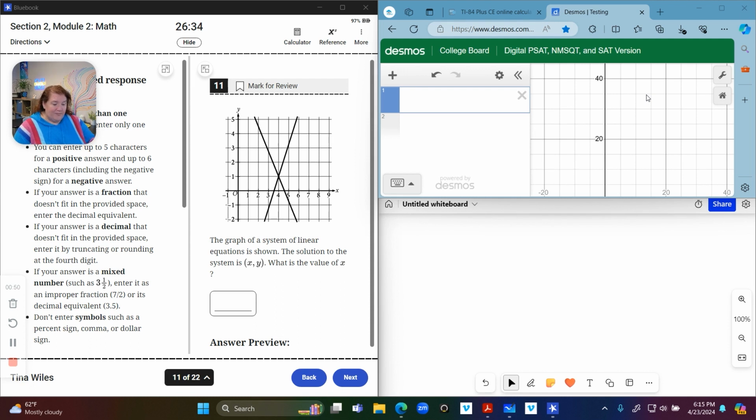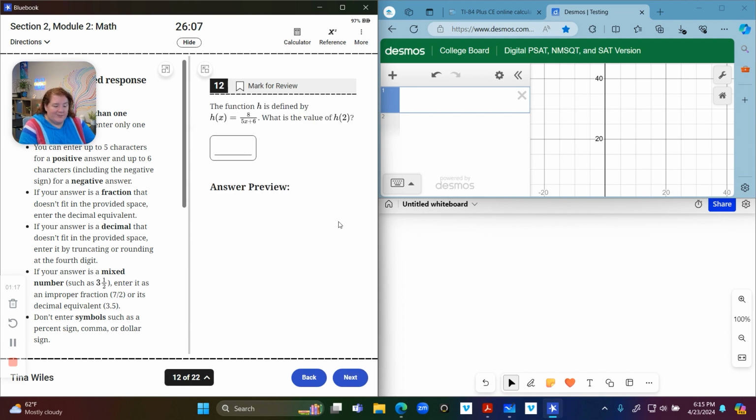Number 11, the graph of a system of linear equations is shown. The solution to the system is (x, y). What is the value of x? Like I mentioned in the last video, when you have a system of equations and you're looking at a graph, the solution is where they intersect. They intersect at the point (4, -1), but they're just looking for the x value. So 4 is the correct answer.